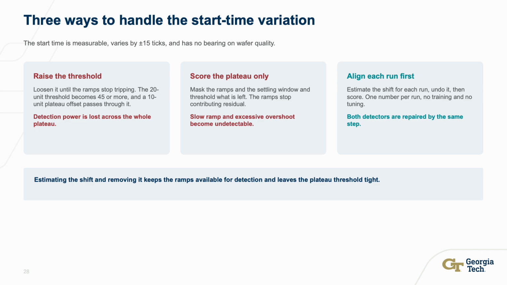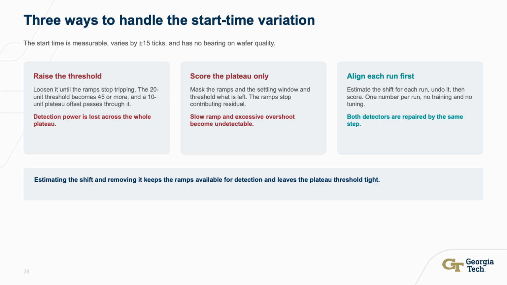First, raise the threshold. Loosen it until the ramps stop tripping, which takes you from 20 units to 45 or more. Now, nothing on the plateau under 45 units gets caught and the 10 unit set point fault sails through. You have bought silence by giving up detection across the entire plateau. Second, mask the ramps. Score the plateau only and ignore the transitions. The ramps stop contributing residual, which solves the immediate problem. But a slow ramp fault and an excessive overshoot both live in the region you just deleted. So those become undetectable.